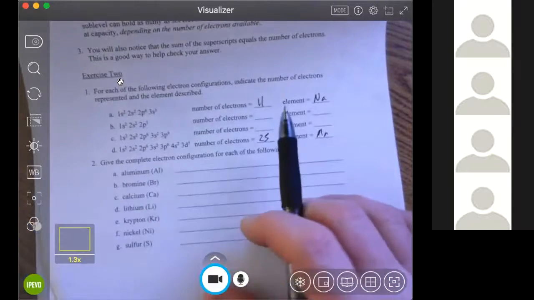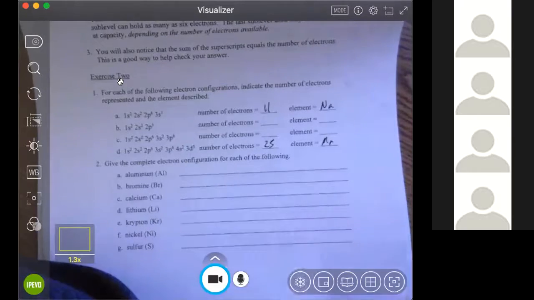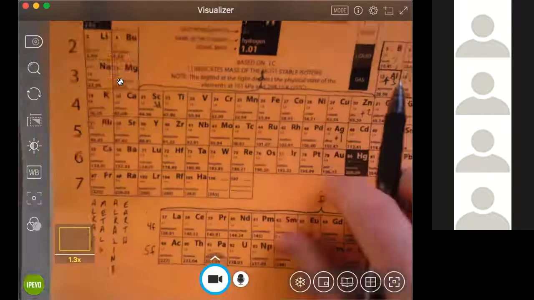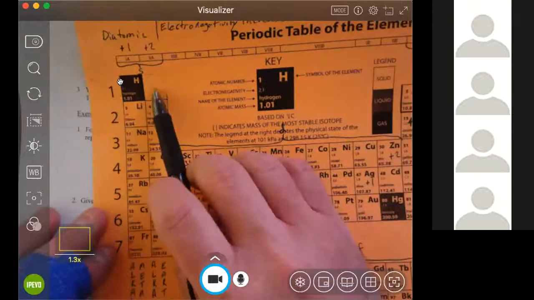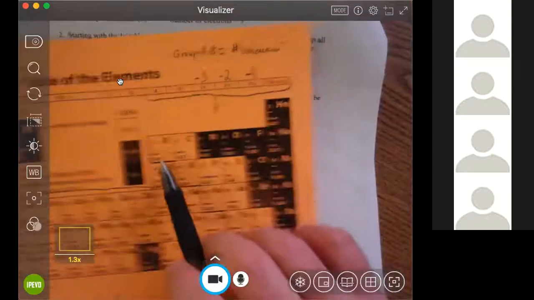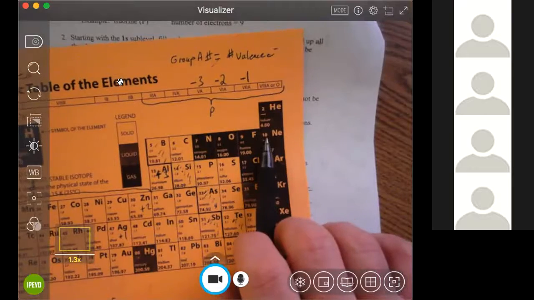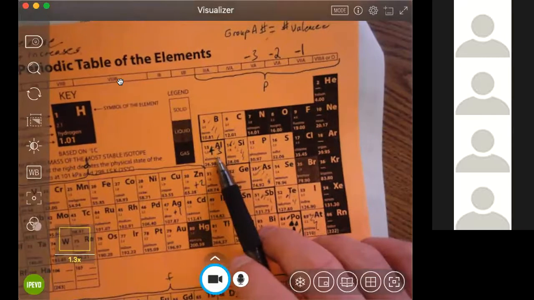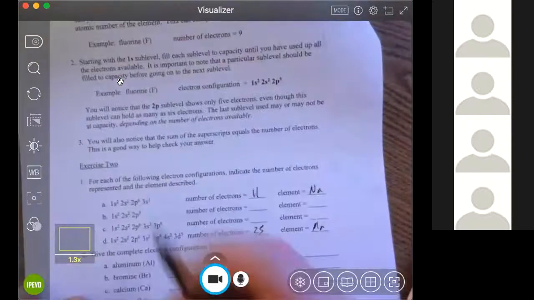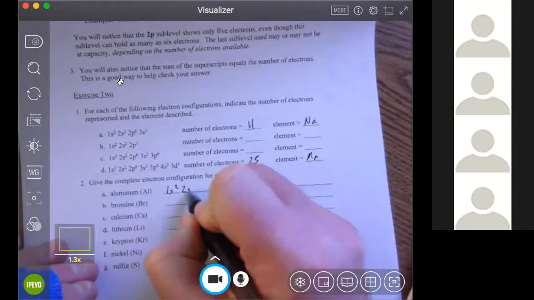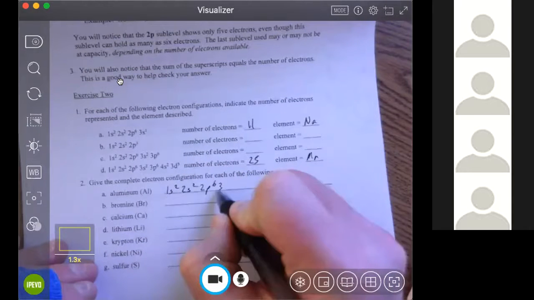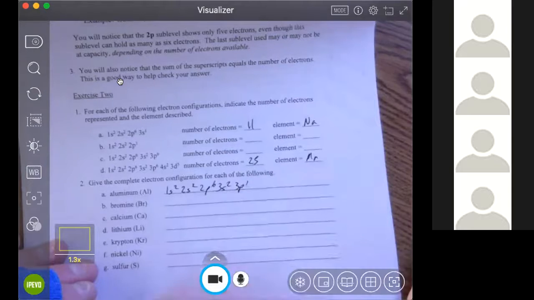So give the complete electron configuration for each of the following. Aluminium. Here's aluminium. 1s2, 2s2, 2p6, 3s2, 3p1. So 1s2, 2s2, 2p6, 3s2, 3p1.